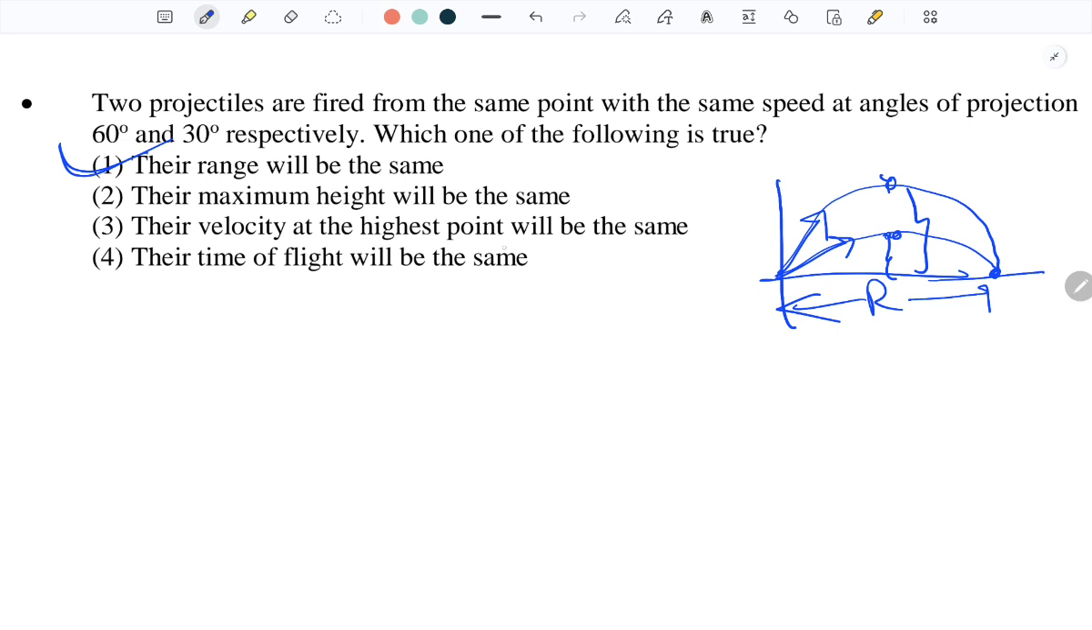Their velocity at the highest point will be the same? Velocity at the highest point here also there will be a change, although you can say both are with the same speed. Initially their speed is u only, but here it becomes u cos theta; cos 60 will come, and for the other cos 30 will come, so because of cos 60 and cos 30 there will be a difference. Velocity cannot be the same. Their time of flight will be the same? Obviously not true, because this one is taking a longer journey, this one is taking a shorter journey. Time of flight will be different. So the only answer is their range will be the same. I hope you have understood the solution.